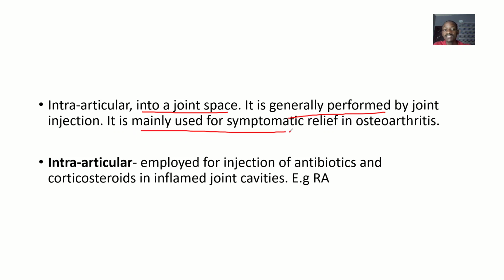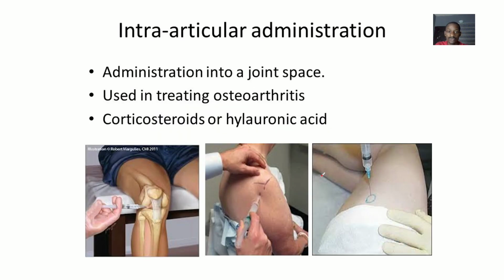Okay. Now it is mainly used for symptomatic relief in osteoarthritis. Now intra-articular is employed for injection of antibiotics and corticosteroids in inflamed joints, okay? Like when you have rheumatoid arthritis, okay? So you want to actually just hasten the period, just apply the drug directly to the joint that has the problem. So you use the intra-articular route, okay?